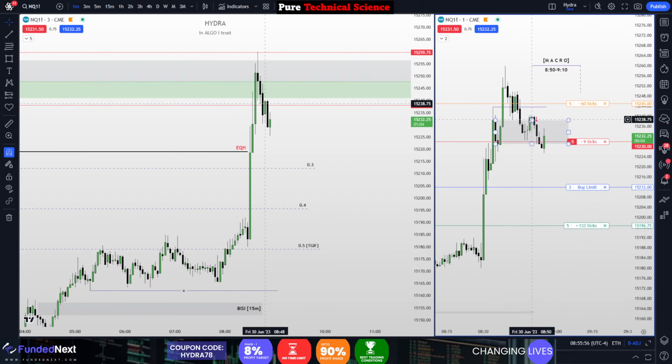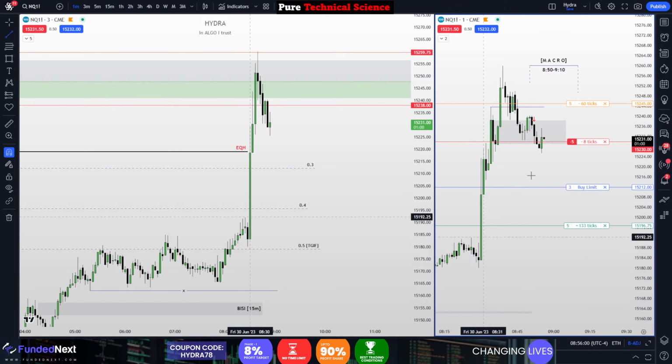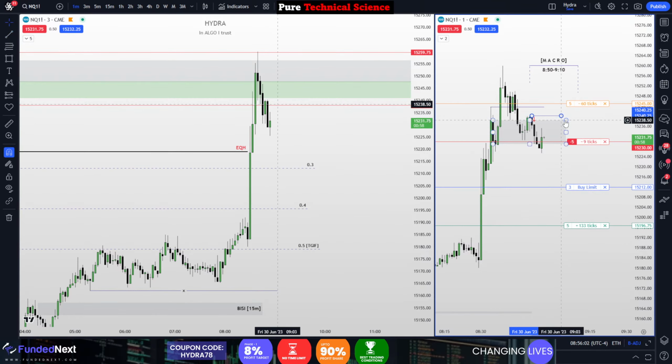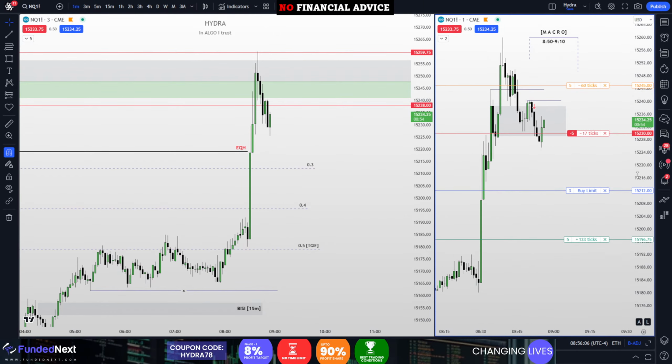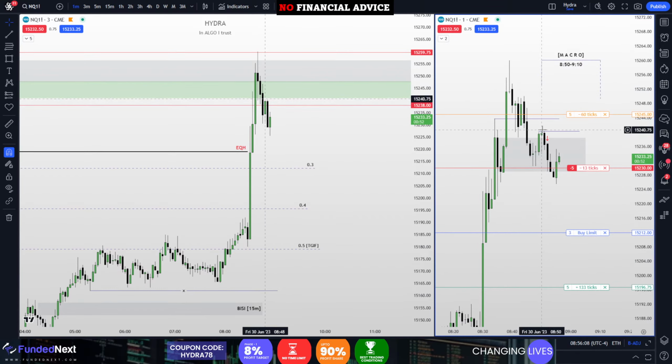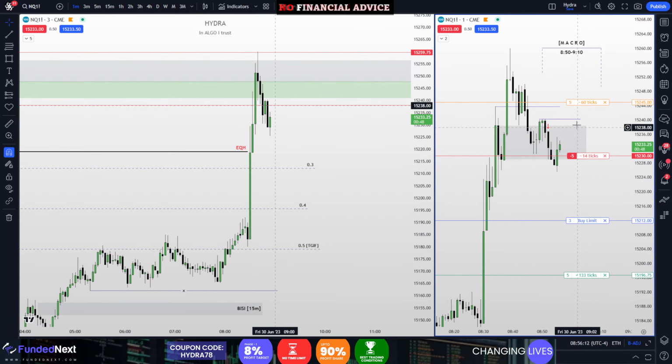So we have a small relative equal high here, so that's also a level that I'm watching. These clean levels right here. And because of that, I'm putting my stop loss above it, not basically above the breaker block that I marked here.